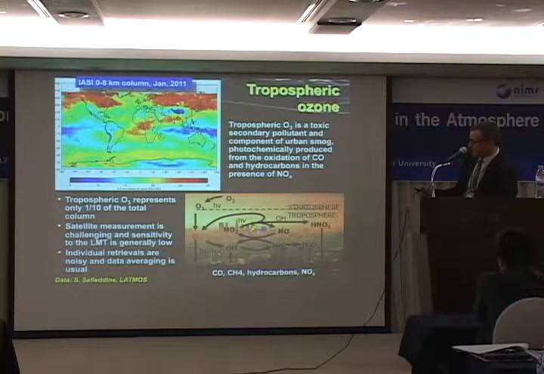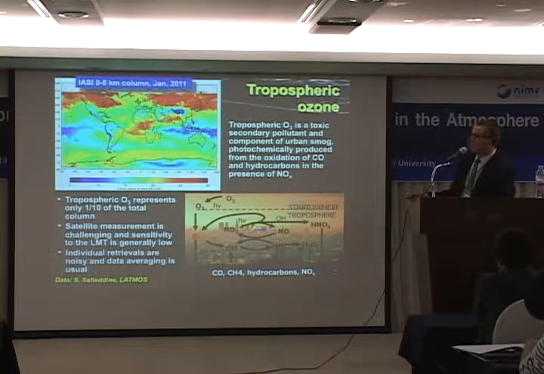Here's a nice picture again from the EASI experiment, in January of 2011, showing high concentrations of tropospheric ozone in the northern hemisphere here. Some of this is ozone that comes down from the stratosphere, and some of it is produced by human activity on the Earth's surface. You can also see this large plume out here. That's due to biomass burning, and I'll come back to that in a minute.